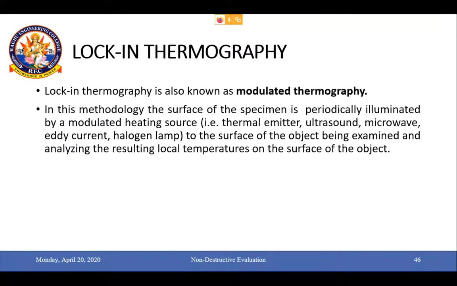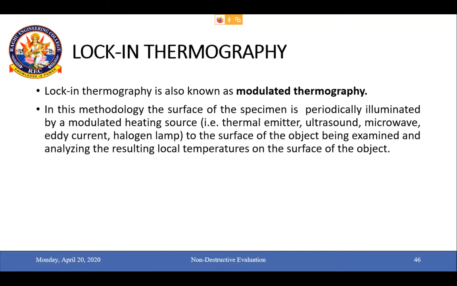So the surface of the object is being examined, analyzing the resulting local temperatures on the surface of the object. Okay, I'll read it once again. In this methodology, the surface of the specimen is periodically illuminated by a modulated heating source, and the resulting local temperatures on the surface of the object are analyzed.